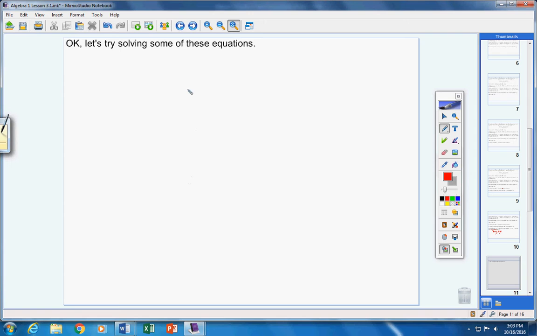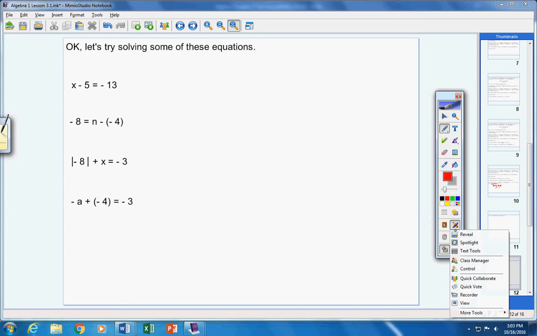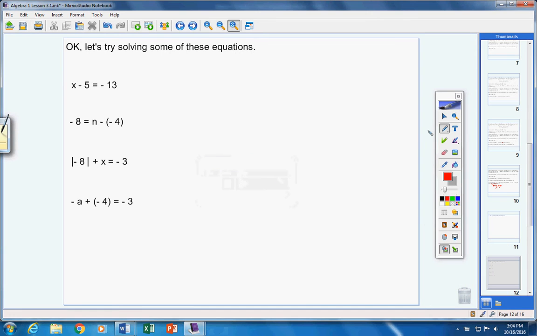So here we go. Let's take a look at our first problem here. The first problem we're going to look at today is x - 5 = -13, okay? Now, look at your notes. Step 1 says simplify each side as far as you can.